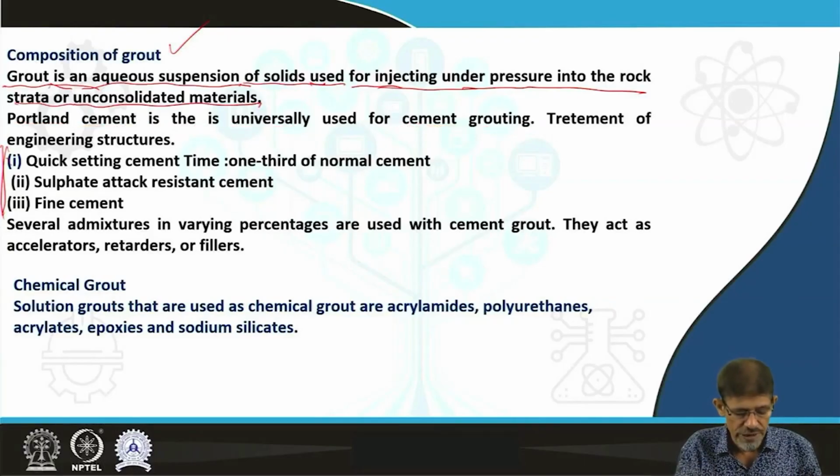Now we have three types of Portland cement for grouting purposes. One is quick setting cement, which takes one third the time of normal cement in setting. Another is sulfate attack resistant cement, and another is very fine grain cement. These cements help the grouting processes for various purposes and objectives.